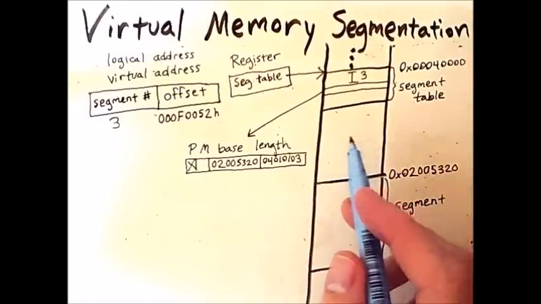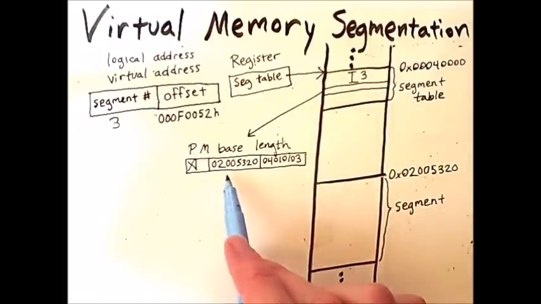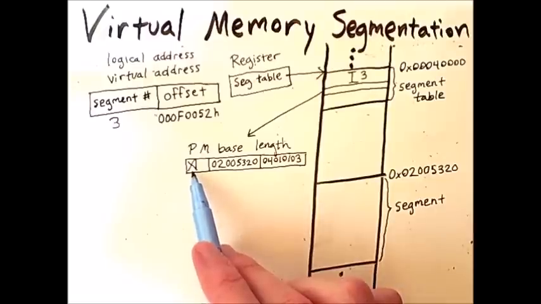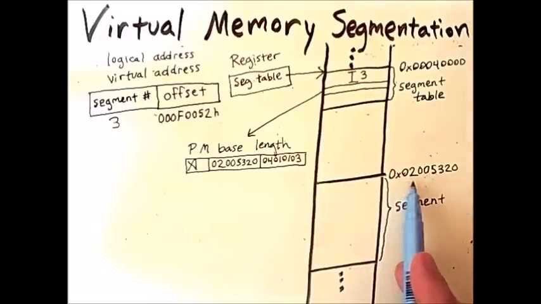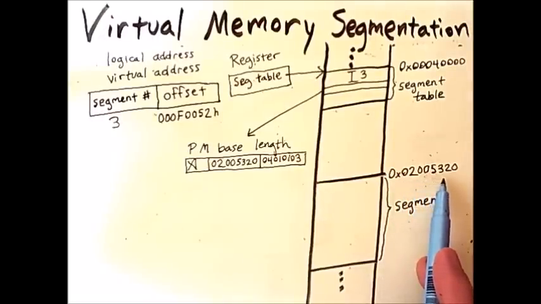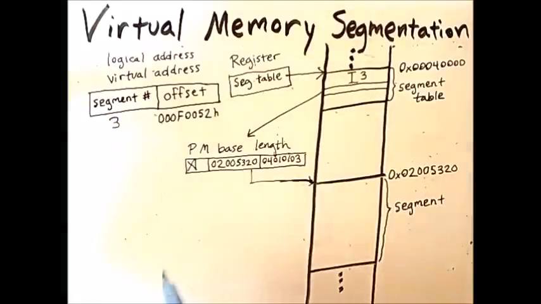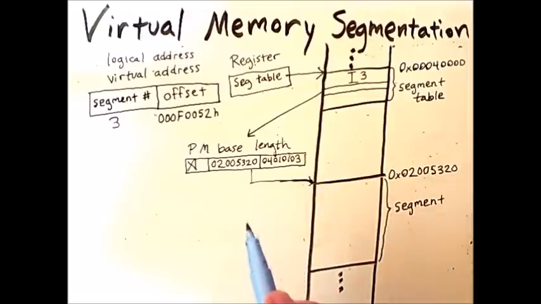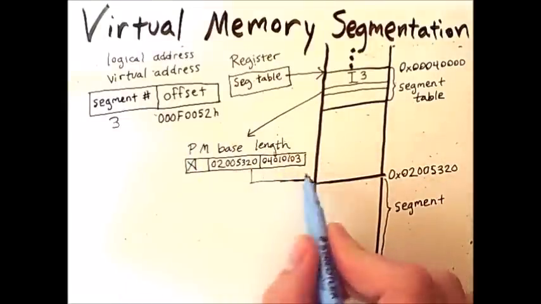As we were discussing previously, each entry in the segment table contains a present bit, a modified bit, a base memory address, and a length for the segment. So this segment is indeed present in memory. Its base is located at address 02005320. So that will be this point there. And the length of the segment is given right here. So in order to locate the physical address that this virtual address is defining, we first need to make sure that this offset is less than that length.